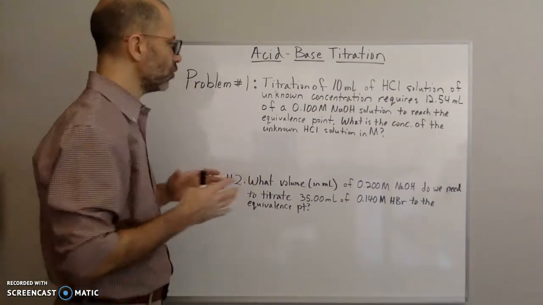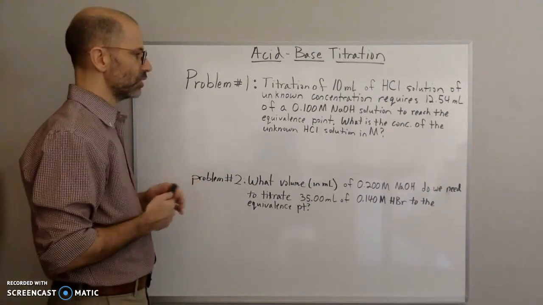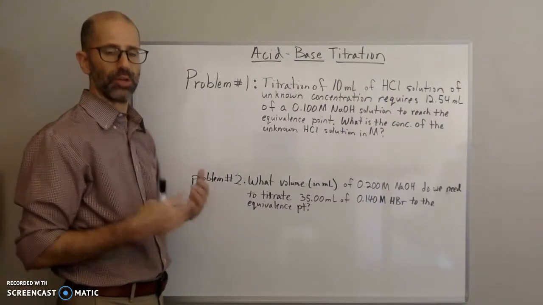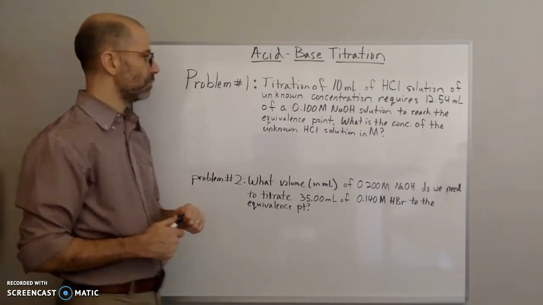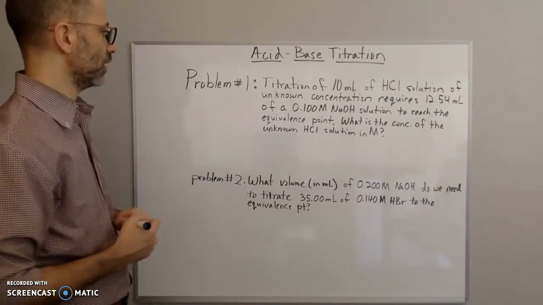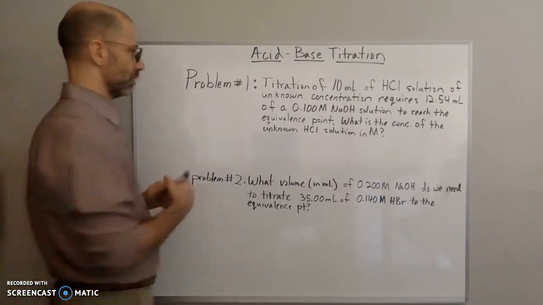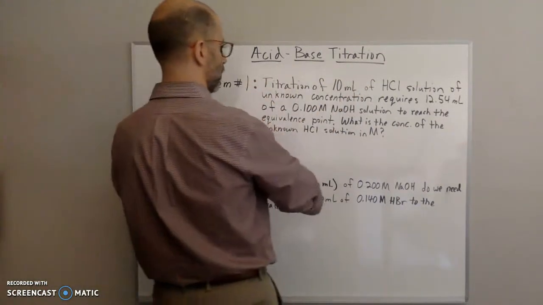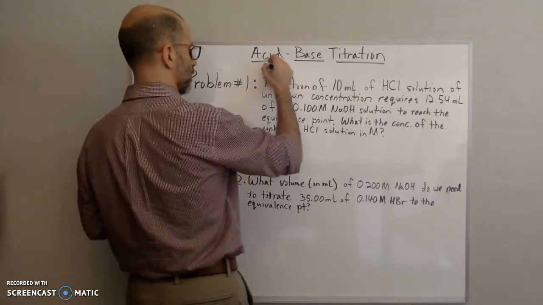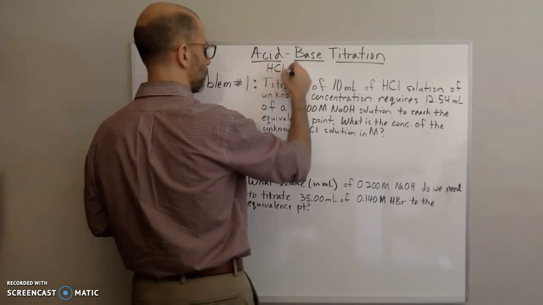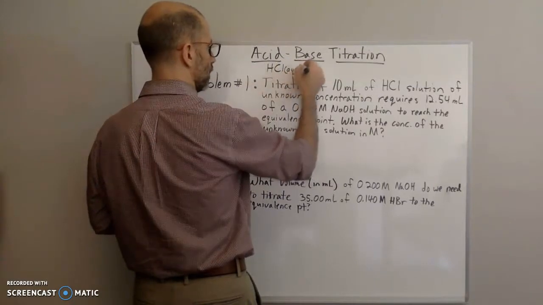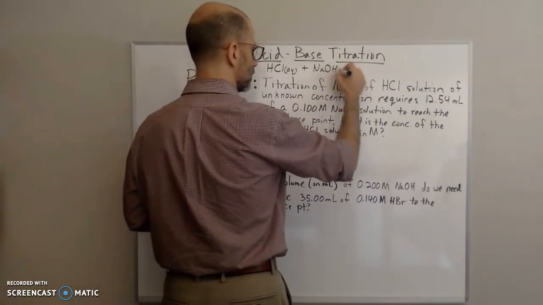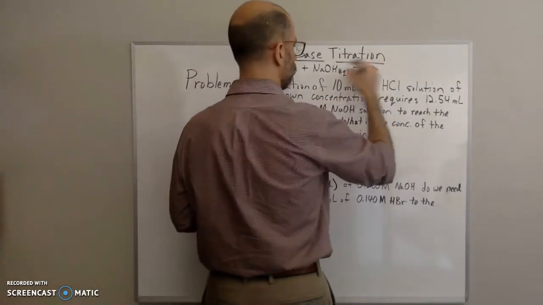Okay, so you have to start somewhere, and if they give us molarity, you don't want to use molarity as a starting point, but you're going to use it as a conversion. And what you also want is a balanced equation. So the first thing you want to do is write out the balanced equation of the reaction. I'm taking HCl aqueous and reacting that with NaOH aqueous, and then you figure out the products.